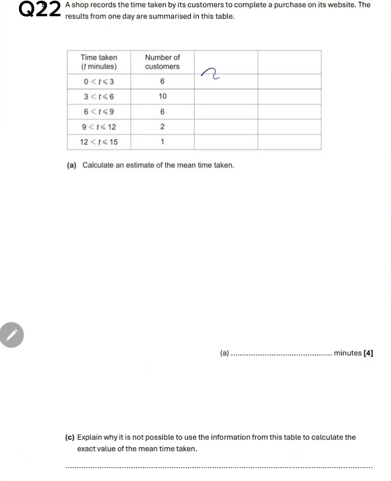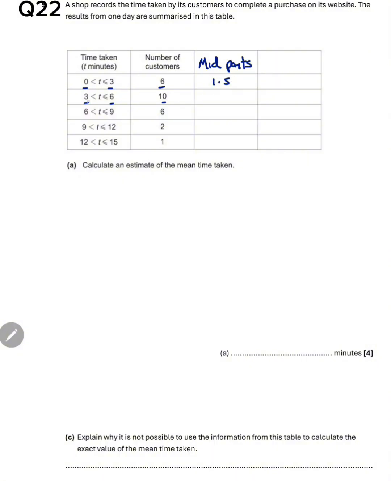We've got a short recording, time taken to complete purchase on a website, and these are the results. So it took 6 people somewhere between 0 and 3 minutes. That's what we're looking at. It took 10 people somewhere between 3 and 6 minutes. We're asked to work out an estimate for the mean. First thing we're going to need is midpoints. We don't know how long these 6 people took, so we're going to assume they all took 1.5 minutes, midway between those.